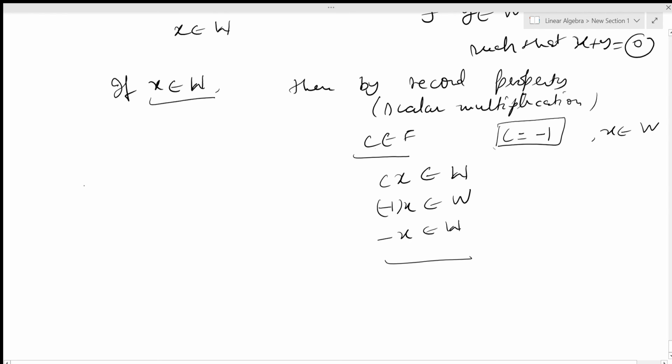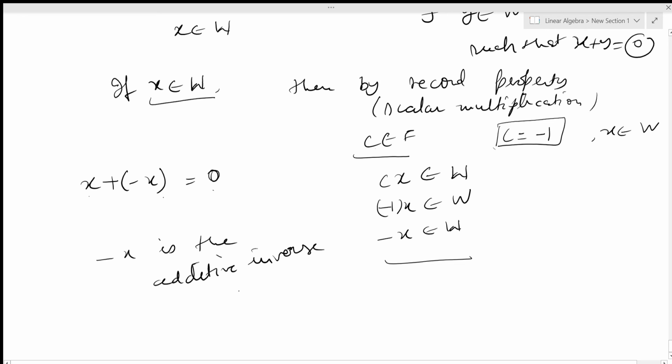So if we write this sum, it is equal to the additive identity. So for every x there exists minus x belonging to W such that this sum is equal to 0. So we can say that minus x is the additive inverse of x in W. In a similar way we can find each and every element's additive inverse. So we can say that every element of W has an additive inverse. So our 4 properties are satisfied.